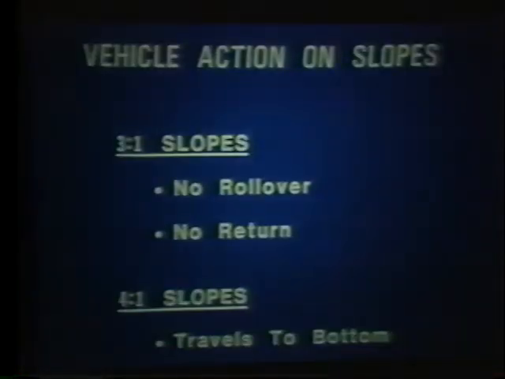The FHWA learned through roadside tests that vehicles probably will not roll over on slopes flatter than 3-to-1 at 60 miles per hour unless the slope is badly rutted. However, neither can vehicles return to the roadway on a 3-to-1 slope at 60 miles per hour. Instead, they will slide out of control in a circular motion. On slopes steeper than 4-to-1, vehicles will travel to the bottom before steering control can be recovered.